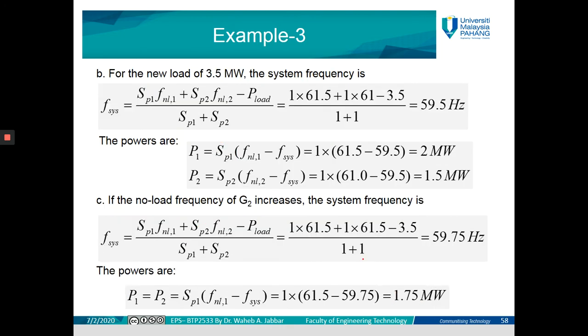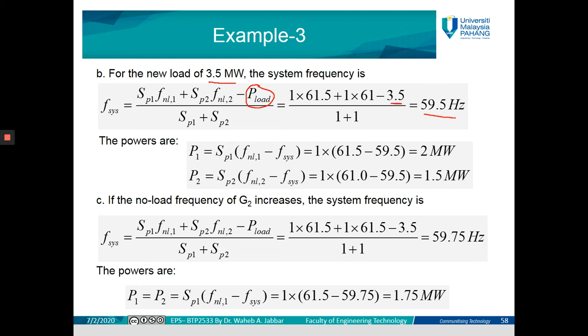When we go to the next part, we want to know if we increase the load to 3.5, that means we increase by 1 megawatt, how will the generators share the new load? So we apply the same formula, which is F for the system equal to SP1 and so on. We just replace the value of the P load here. This P load will be different from the previous part of the example. It becomes 3.5 instead of 2.5.